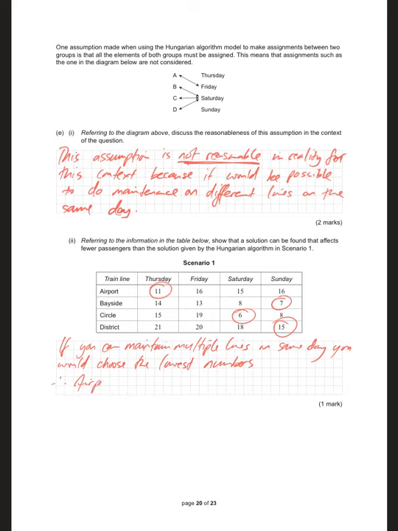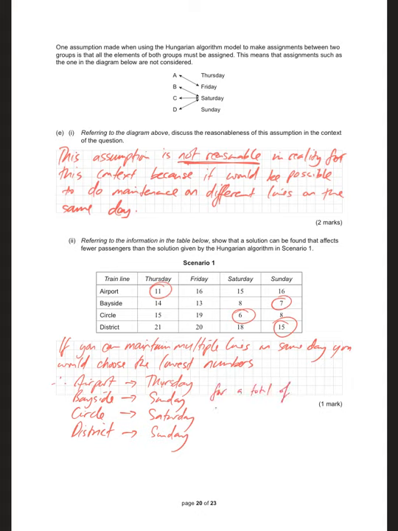Therefore, airport, Bayside, Circle, District: on Thursday for airport, Bayside Sunday, Circle Saturday, District Sunday. And how many people, for a total of 11 plus 7 plus 6 plus 15.